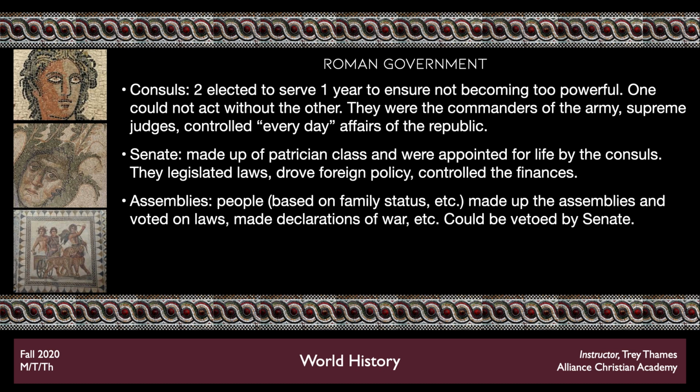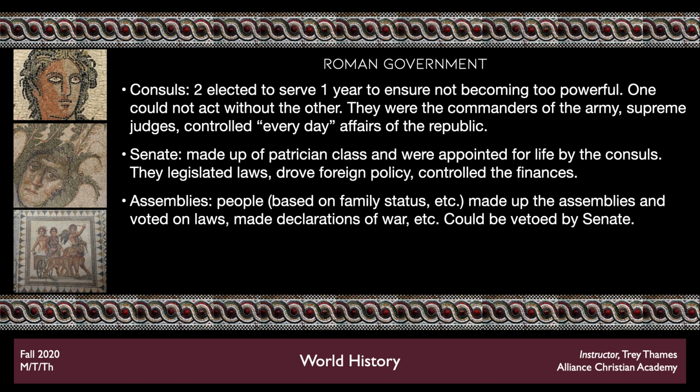And then you had the Senate, which was, again, made up of the patrician class, the wealthy landowners. And they were appointed for life by the consuls. They legislated laws. They drove foreign policy, controlled the finances. So if you wanted to become a senator, you had to get on the good side of a consul and get him to appoint you as a senator. And once that happened, you were there for life.